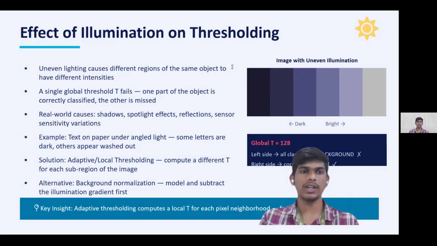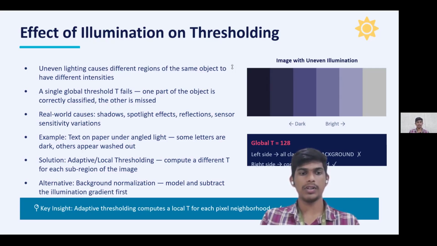So if we have a single global threshold value, it fails: one part of the object is correctly classified, and it is unsure whether the other part is classified correctly or not. The solution for this is adaptive or local thresholding. Adaptive local thresholding differs from global thresholding in that it computes different thresholds based upon the neighboring pixels' intensity values in each subregion.